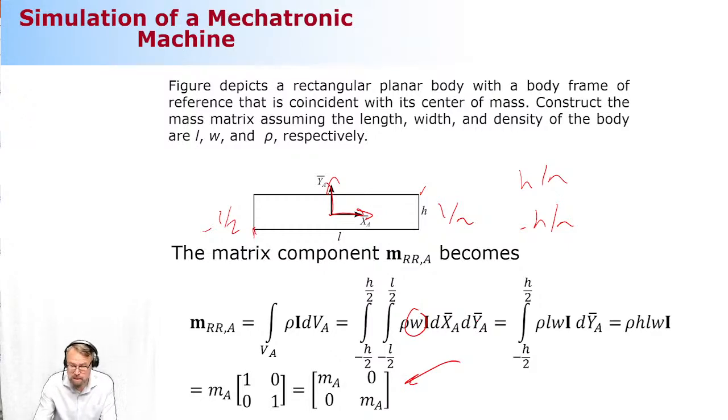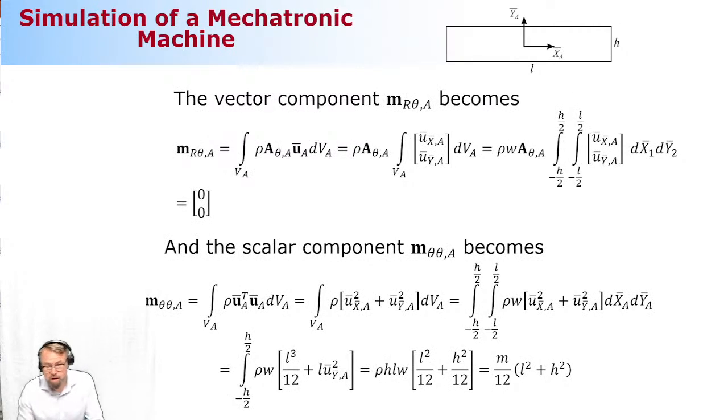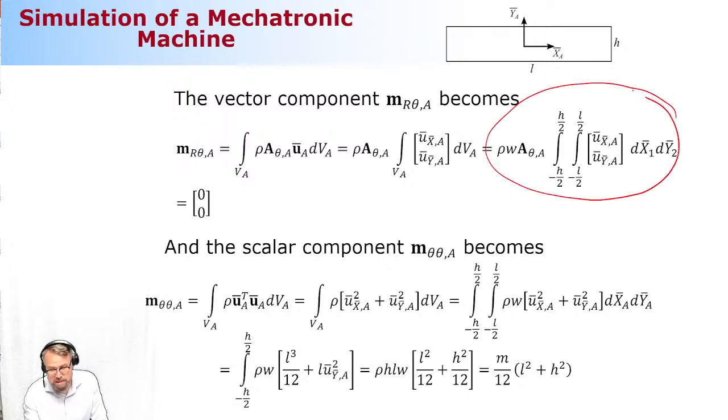For the second one, I can again show off my math skills, which are almost non-existent. You can do this integral, and you know that this integral will give you 0, because a single component here is going to give you 0. So the component that combines the translation and rotation is 0.